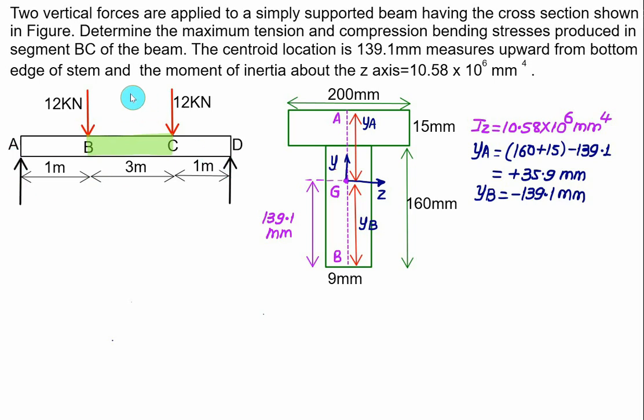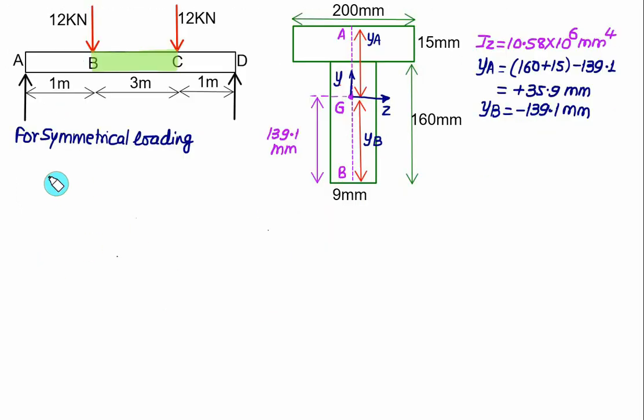Now this figure is symmetrical if I draw the vertical exactly at the midway between B and C. So this is a case of symmetrical loading. So reaction at A and the reaction at D are the same, equal to 12 kilonewton each. RA is the vertical reaction at A and RD is the vertical reaction at D, so RA equals RD equals 12 kilonewton because of symmetrical loading.